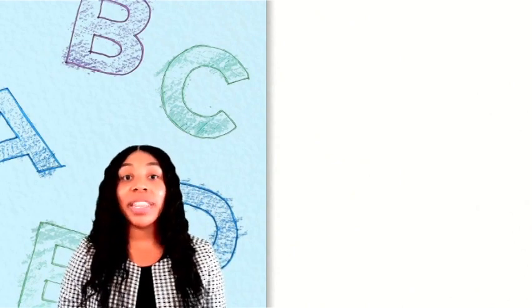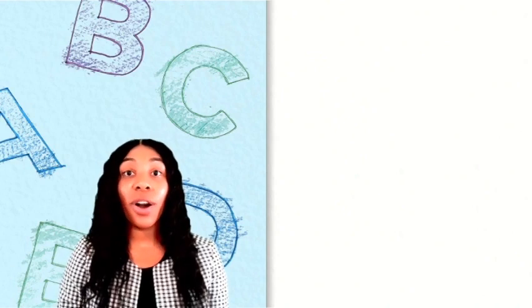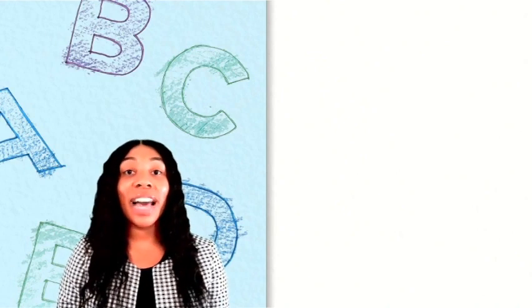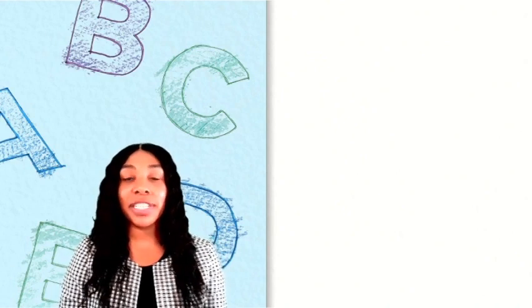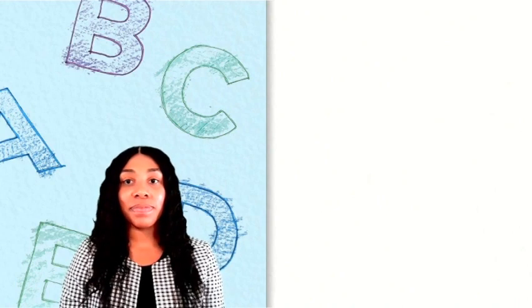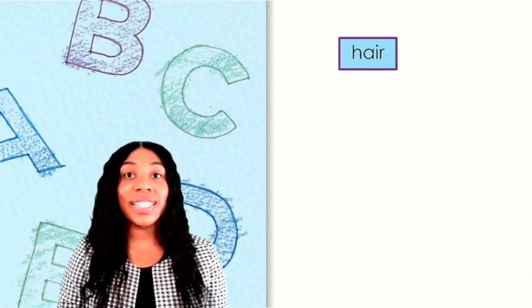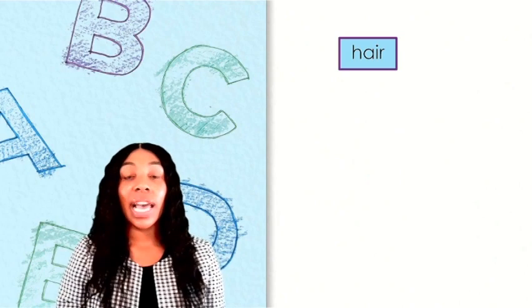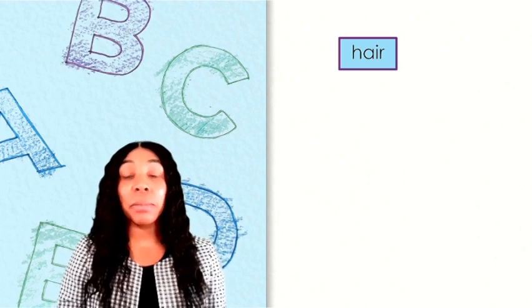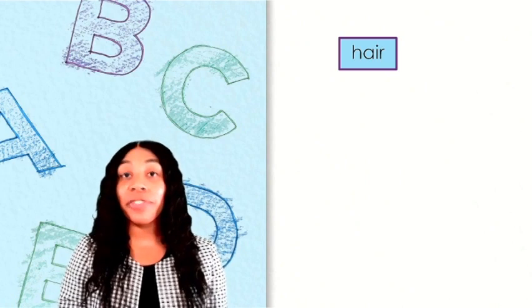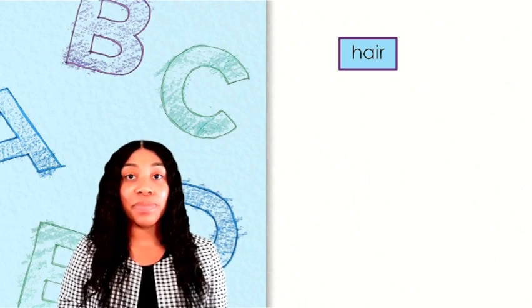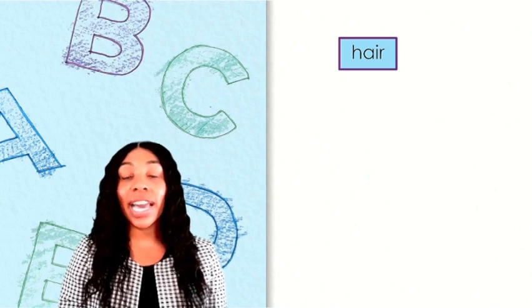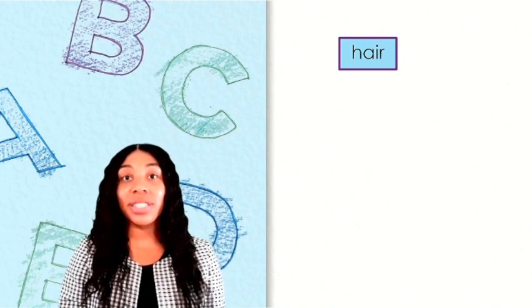You may remember that words like these are called homophones. Homophones have the same sound, but different spellings. What does this hair mean? Hair spelled with A-I in the middle means strands growing from the head. For example, she cut off her long hair and now has a short style.